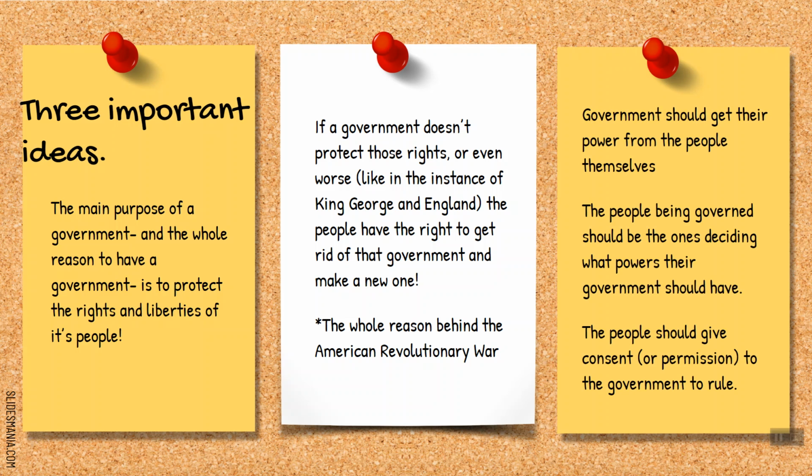Government should get their power from the people themselves. So the power should not be in the ruler, it should be in the people. The people being governed should be the ones deciding what powers their government should have. They should be able to say what their representatives can and cannot do. And the other thing is that people should give consent, which means their permission to the government to rule. So if the people disagree with how the government is doing things, they don't have the permission to do it.